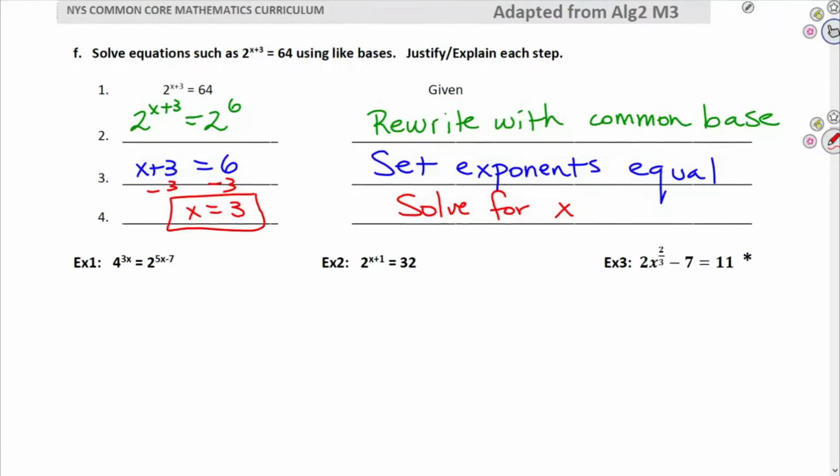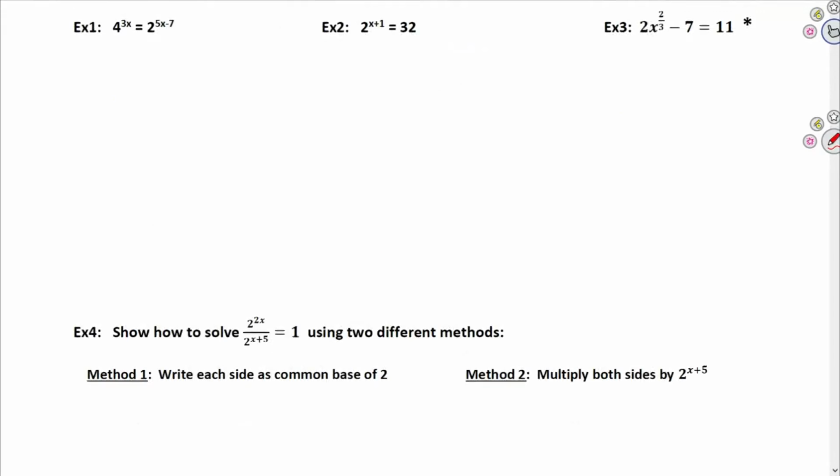Okay? We did one very much like that, example 2. Let's look at example 1. So I have 4 to the power of 3x and 2 to the power of 5x minus 7. I want to write those with the same base, okay? And that's going to be the base of 2.